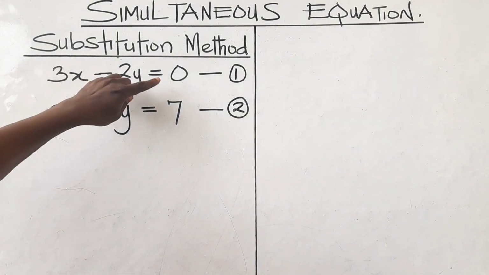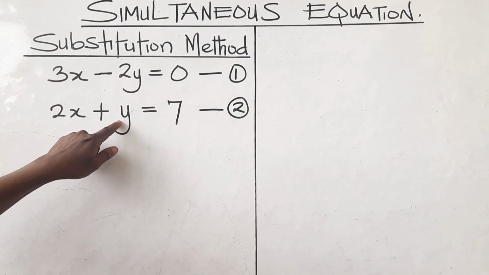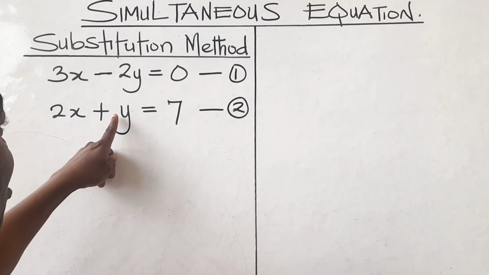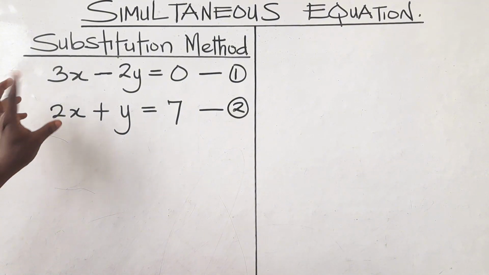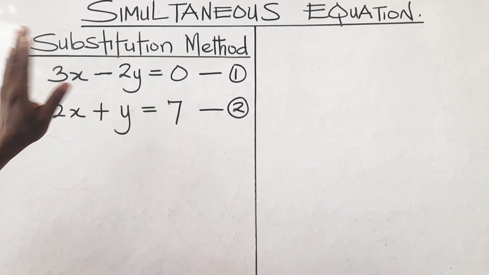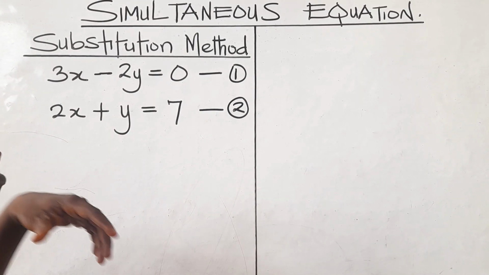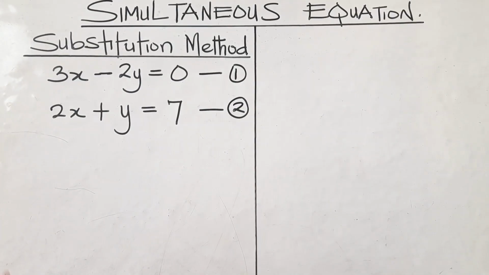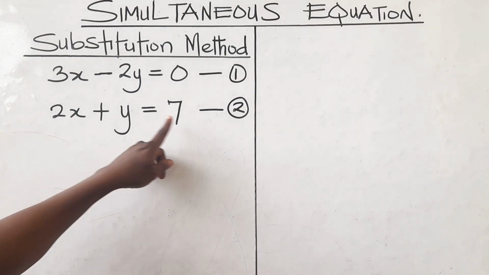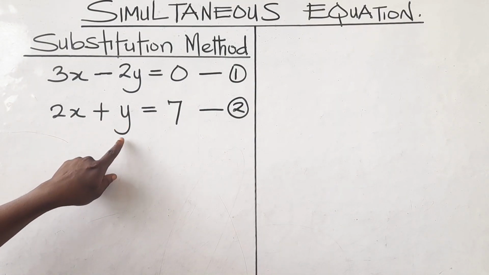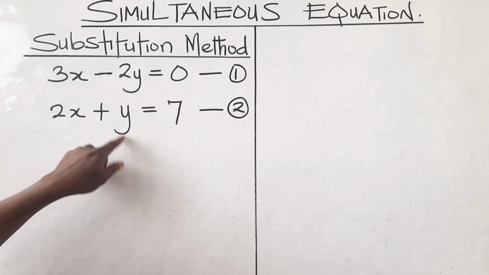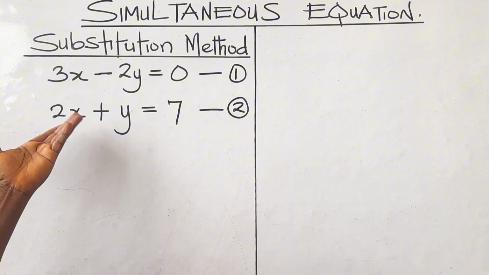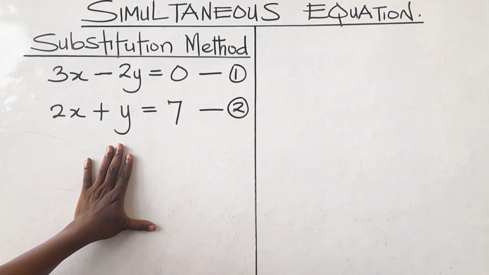If you notice the two equations, y is standing alone. Sometimes it doesn't give us this. Sometimes you will just have to make x or y stand alone, or make them the subject of the formula. So I'm going to take the easier one, which is my equation 2. Why? Because y in equation 2 has a coefficient of 1. So I'm going to make y the subject.